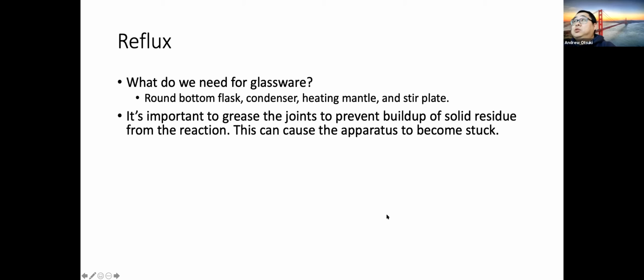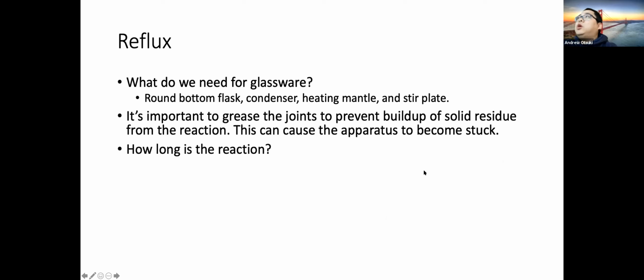When you heat things, they get hot and can melt the joints together. So it's important that you use silicone grease so you can actually take it apart after you're done, because you don't want to break it. Sometimes there are tricks to solve this issue, but sometimes you just have to break things, and that doesn't make the boss happy. So just make sure you don't make that mistake if you ever work in a chem lab.